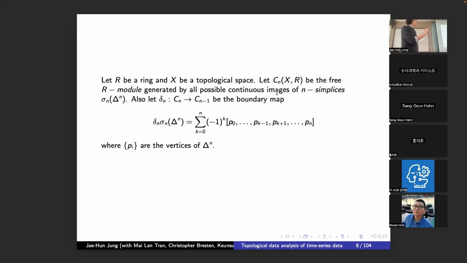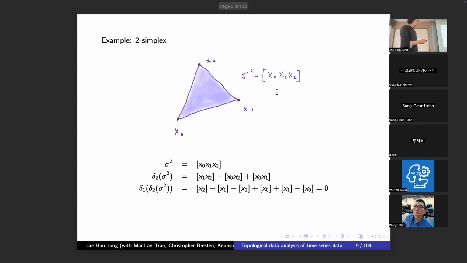On the vertices, you just remove one vertex at a time. So I'm going to give you a simple example. Suppose the 2-simplex is composed of x0, x1, x2. Then sigma, the 2-simplex, which is a triangle, is x0, x1, x2. This is a simple exercise. In the boundary map, you remove x0 to get x1, x2. Next, you put a minus sign and remove x1 to get x0, x2, and so on. So this is the boundary.